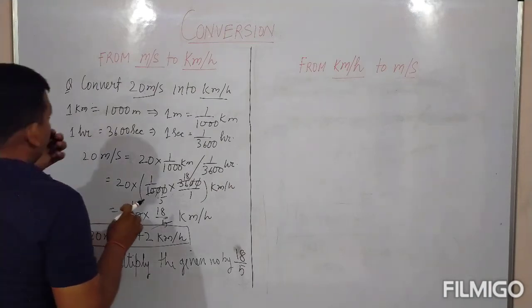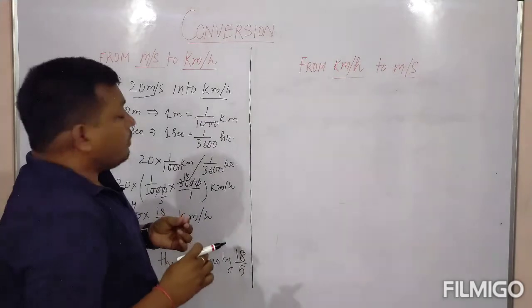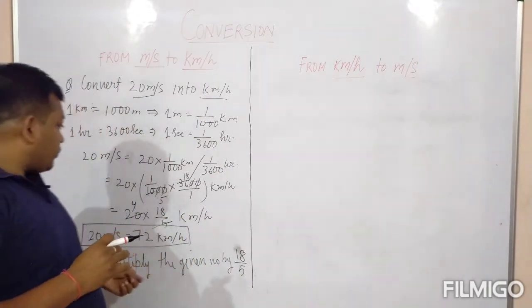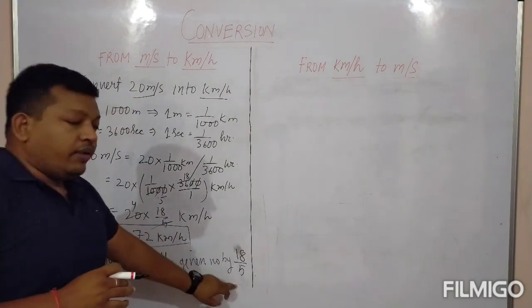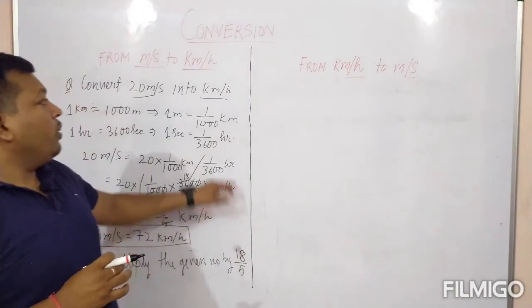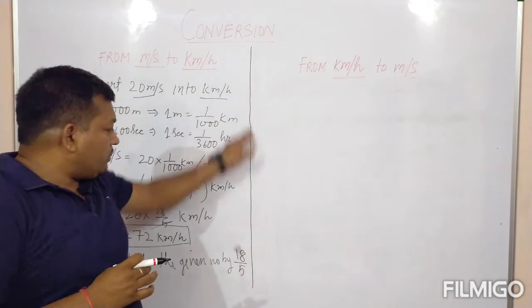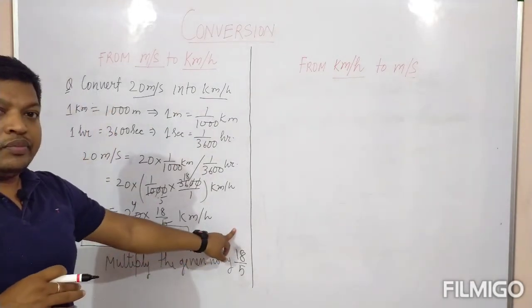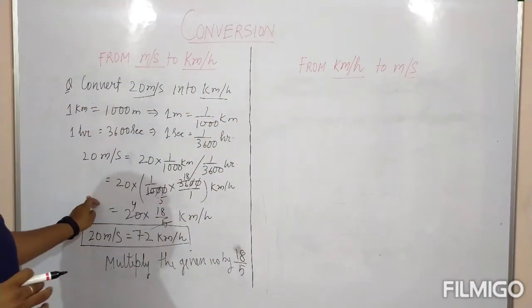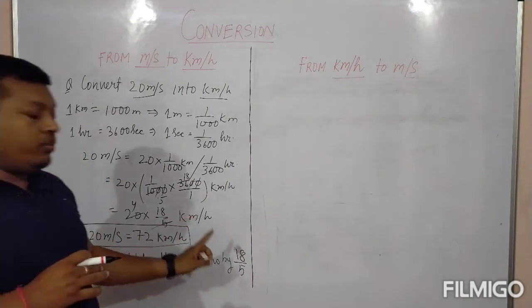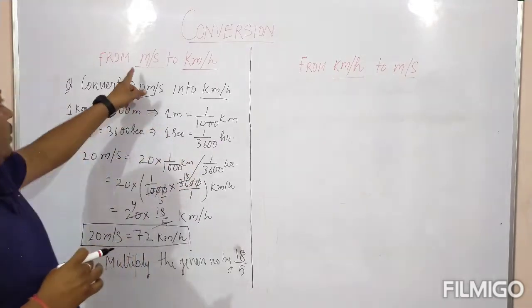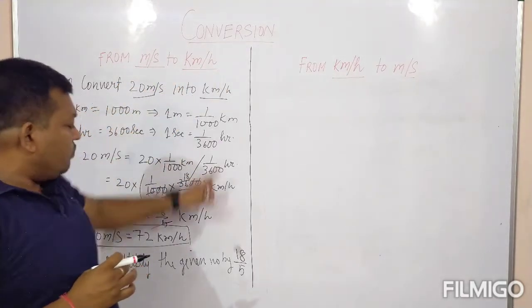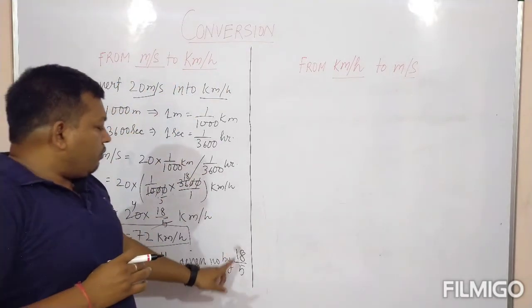Whenever we have to convert meter per second into kilometer per hour, we will multiply the given number by 18 by 5, and whenever we need to explain that, we will explain in this way. But all the time we will not do that. We will adopt the shortest way. That is, for converting meter per second into kilometer per hour, we will multiply the given number by 18 by 5.